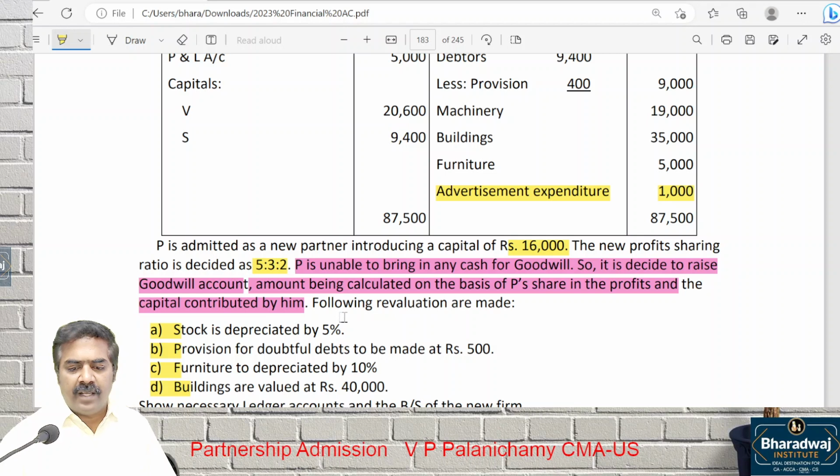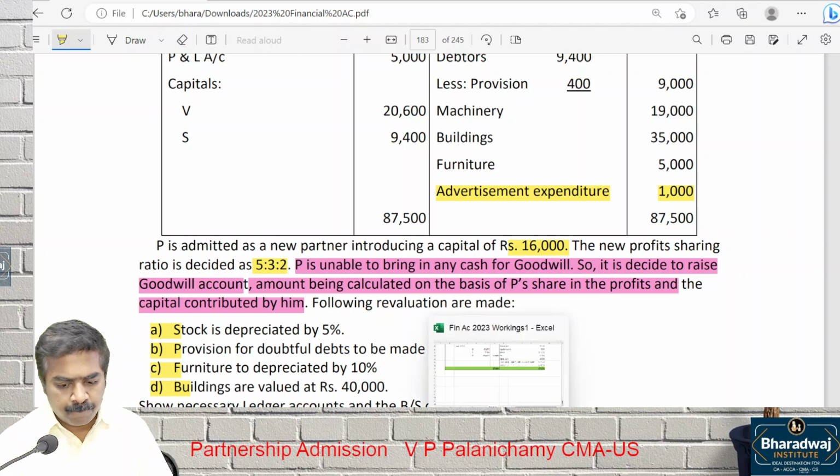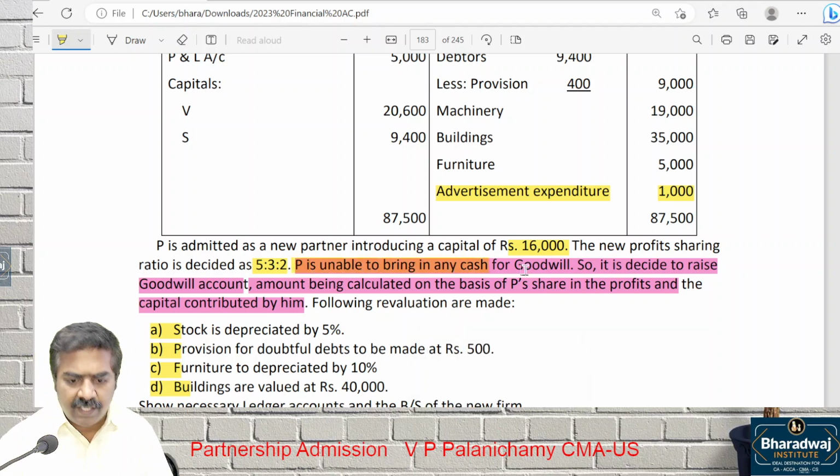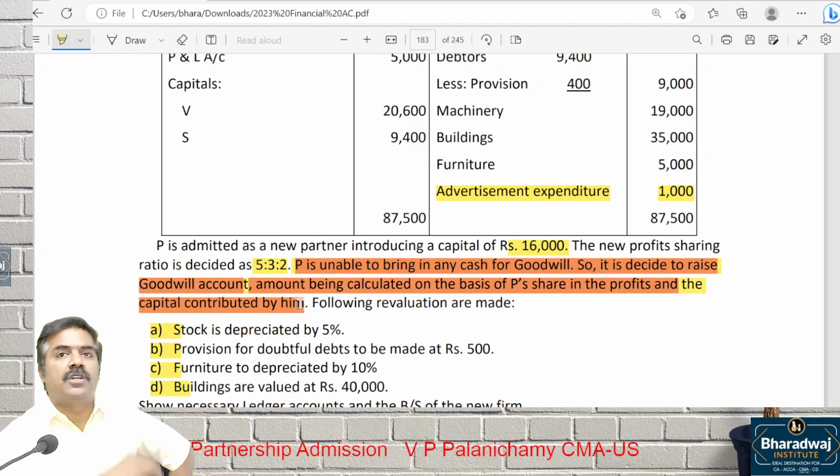P is unable to bring the cash for goodwill. So it is decided to raise which account? Goodwill account. The amount is calculated on the basis of which one? P's share of profit and the capital contributed by him. The wordings are very clearly used. How to value goodwill?